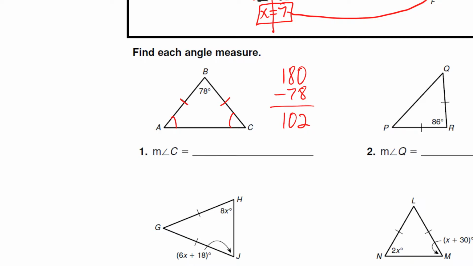But what do I know about A and C? They're the same, right? So they're going to be the same. So how am I going to find the measurement of angle C? Yeah, just take the 102, divide it by 2, and what do you get? 51. You get 51 degrees.